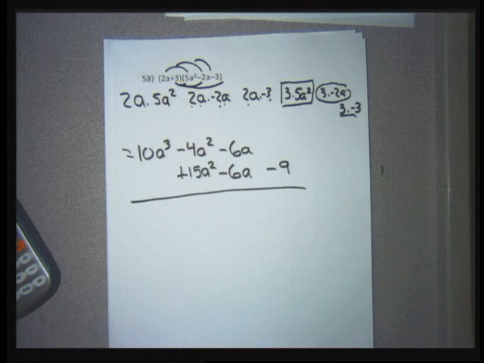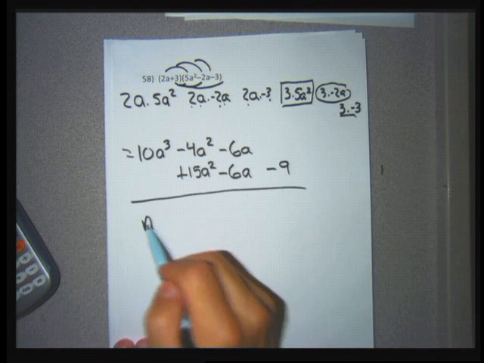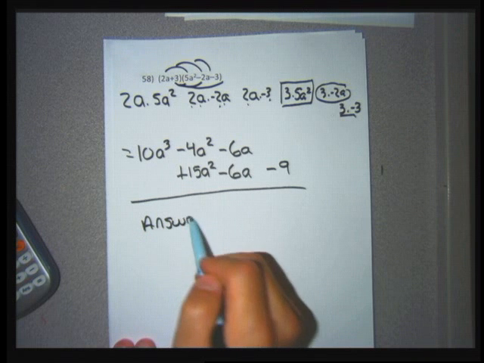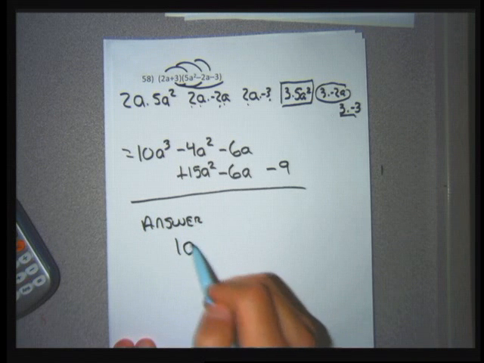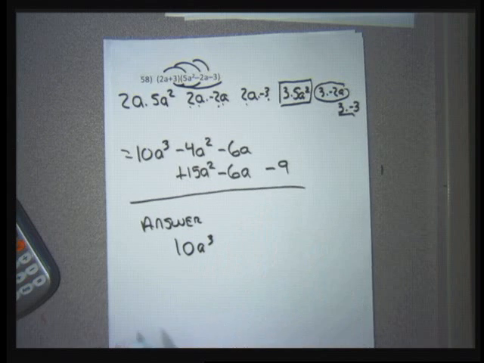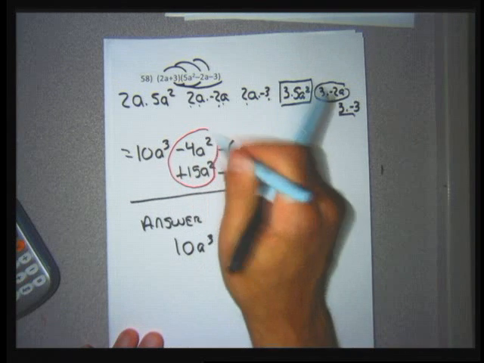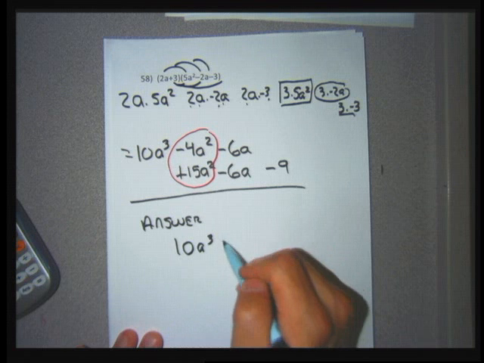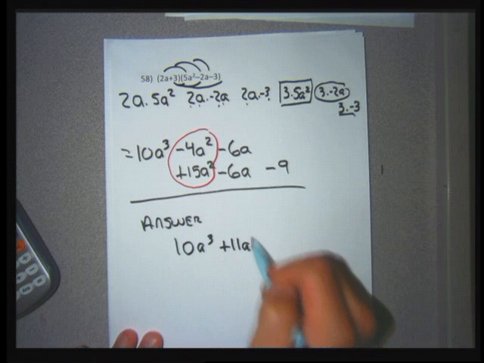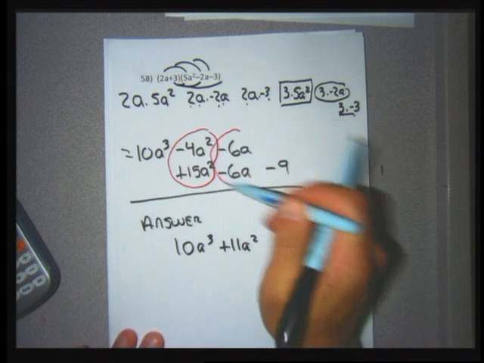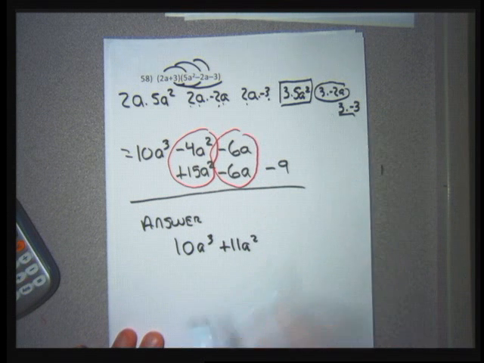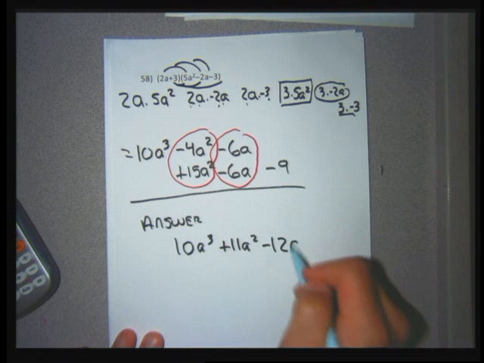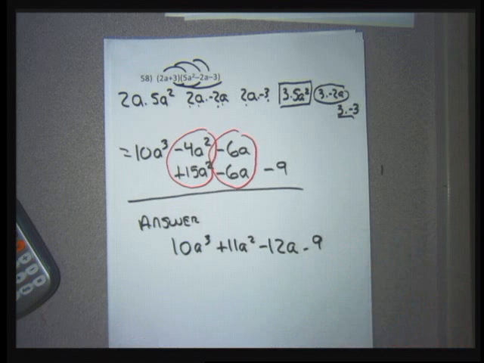Again, I wrote things vertically to make the combining easier. Ready to get to my answer. Bring down the 10a cubed. In the middle here, the numbers have opposite signs, so I have to subtract, take the sign of the larger, and I get a positive 11a squared. The 6's both are negative, so I add them and keep them negative and get a negative 12a. And then I bring down the negative 9. So my best answer for 58 would be 10a cubed plus 11a squared minus 12a minus 9.